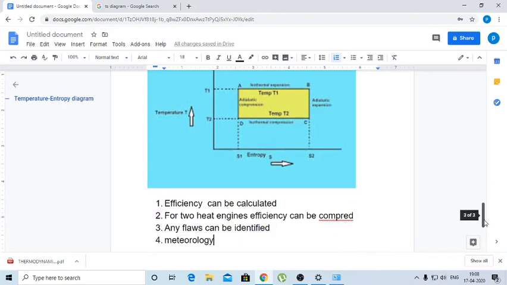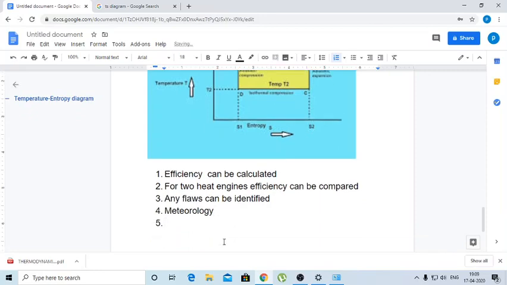In this way, we can draw a temperature entropy diagram of any other thermodynamic system, and we can calculate the efficiency of the system using the temperature entropy diagram, or we can compare the efficiency of two heat engines, or we can identify any flaws in the heat engine. And in meteorology, to study the motion of meteors, we use the temperature entropy diagram.